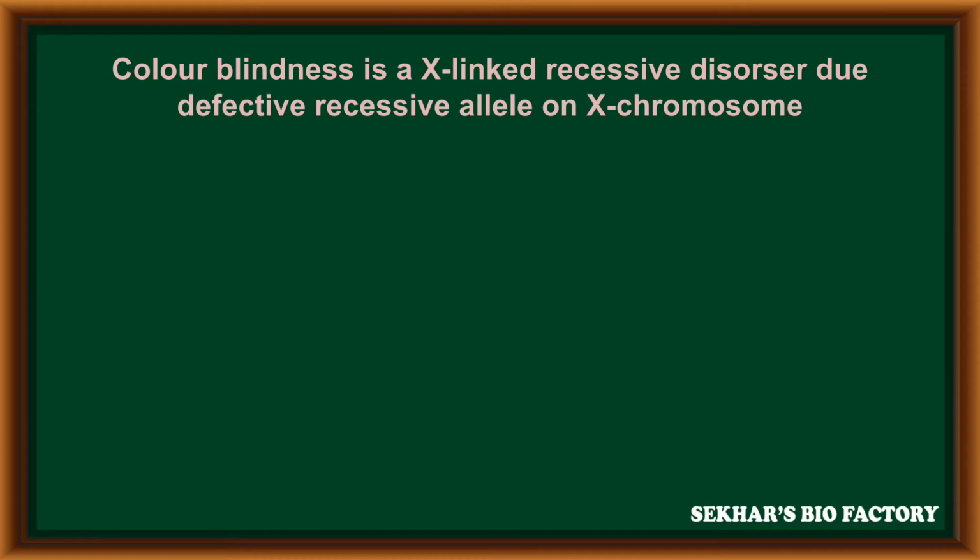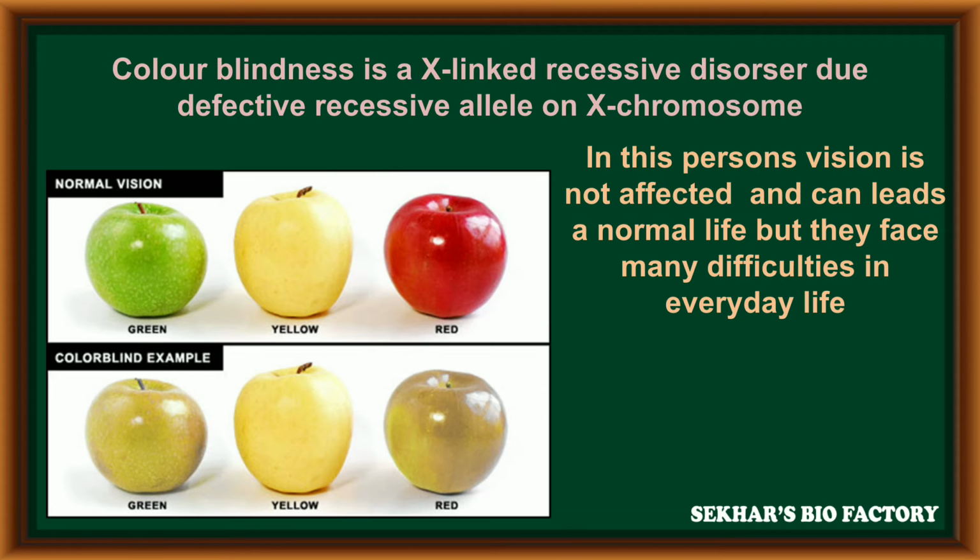Color blindness is an X-linked recessive disorder, and it is due to a defective recessive allele on the X chromosome. In this person, the vision is not affected and they can lead a normal life, but they can face many difficulties in everyday life.